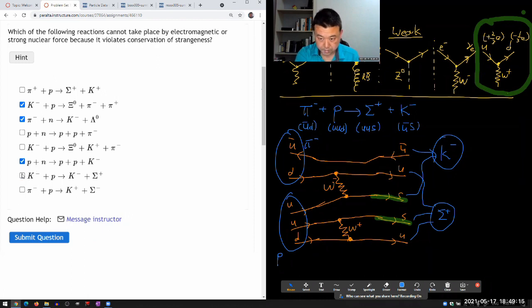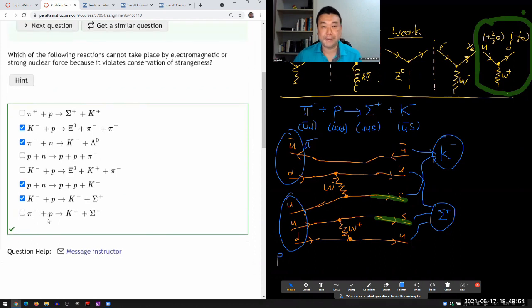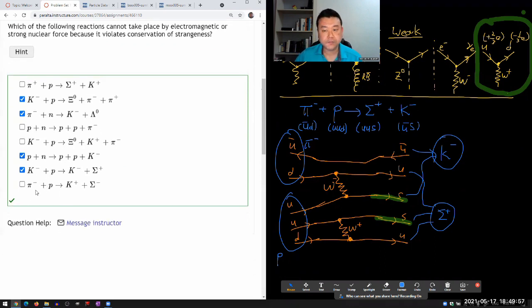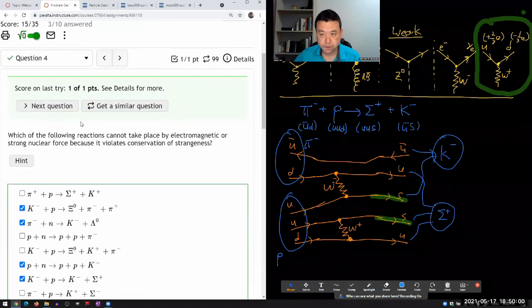Okay, this will also violate strangeness conservation. Just checking, K minus, I have the same K minus, proton turning into sigma plus. So I got an extra strange quark from somewhere; that has to involve weak interaction. And here, strangeness adds up: 0, 0, +1, -1. Let me just check the other ones, baryon number, charge. And so I think this actually happens. So that should be it. Good. I'll come back and draw Feynman diagrams for these, a major review of them.